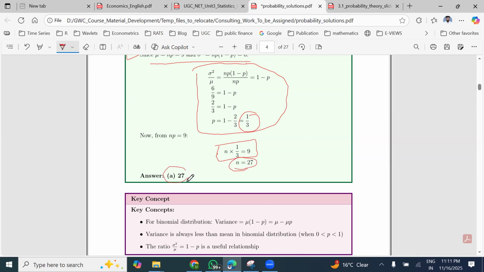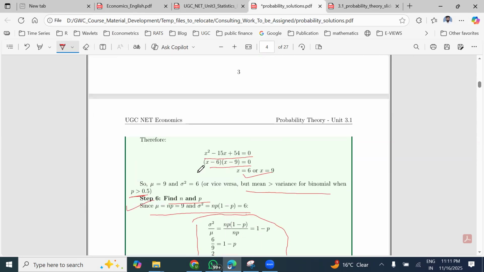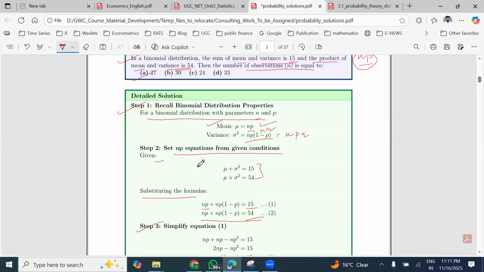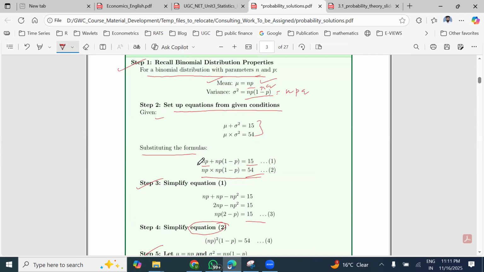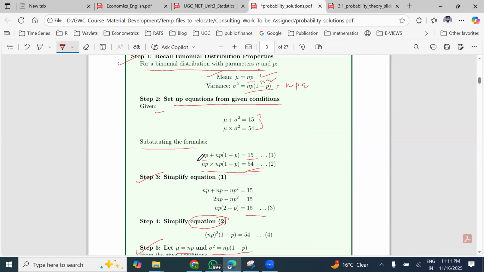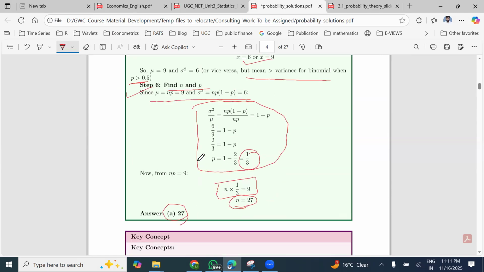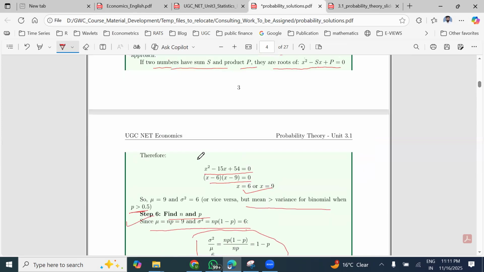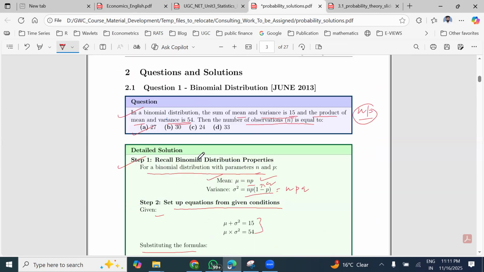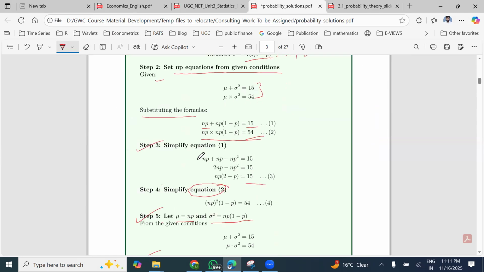But this is a lengthy method. Although we got the answer, I am not sure in the exam how fast you will be able to do it. Isn't it, Sangeeta? Yes, sir, this is very lengthy. Yeah, but how can we do a quick method?